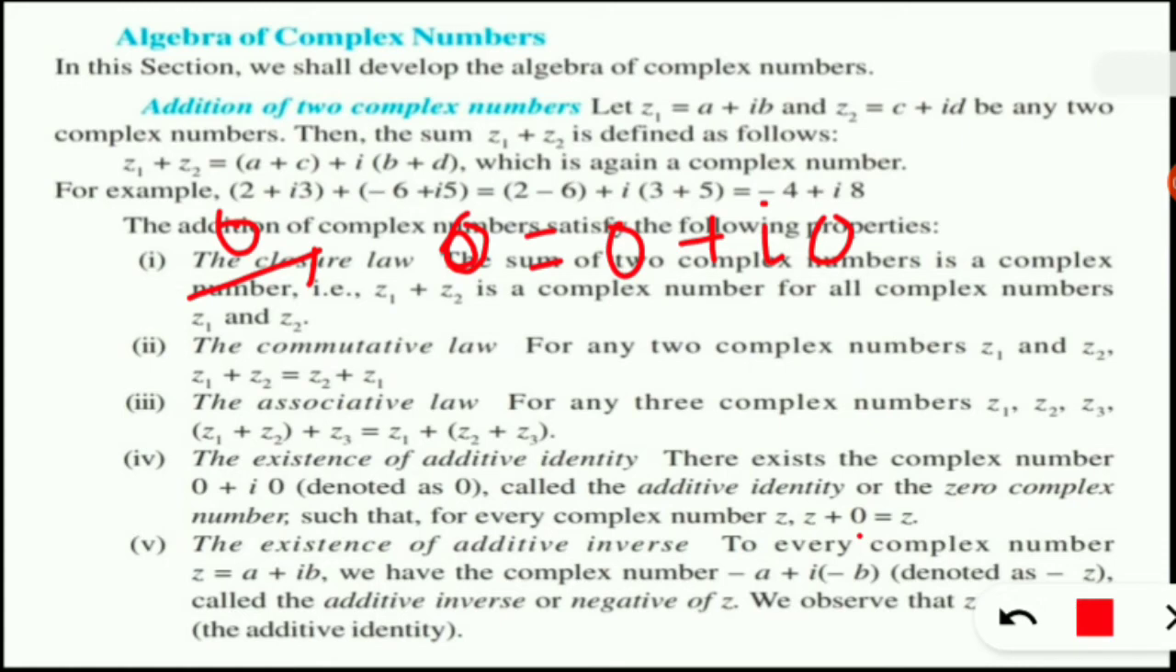Or if we take a complex number z1 and add 0 with z1, then z1 plus 0 equals z1 comes up. Okay, that's why, the existence of additive identity: there exists the complex number 0 plus i times 0, denoted as 0, called the additive identity or the zero complex number, such that for every complex number z, z plus 0 equals z. Clear? So 0 is the additive identity.